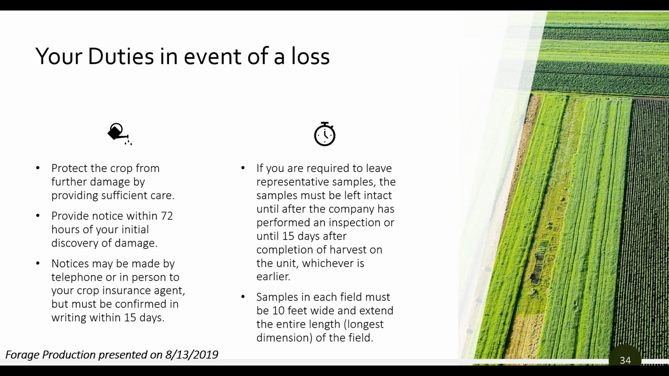Your duties in the event of loss, protect the crop from further damage by providing sufficient care. Provide notice within 72 hours of your initial discovery of damage, whether that be a hailstorm or maybe drought. Looks like it's gonna come up with loss of production that won't meet your guarantee. Let your agent know. Notices may be made by telephone or in person to your agent, but you must confirm that in writing within 15 days of that notice.